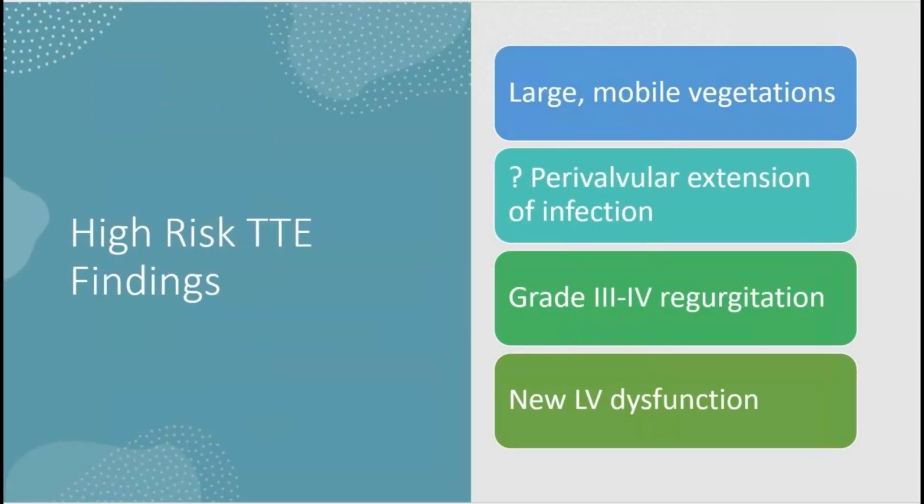And if there's any question about LVEF function or the hemodynamics, we can pursue a TTE, but usually that's not needed. These are the high risk findings on TTE that we mentioned before. So these include large mobile vegetations. If there's any question of perivalvular extension of the infection, if there's a grade 3 to 4 regurgitation, so severe, or if there's new LV dysfunction.